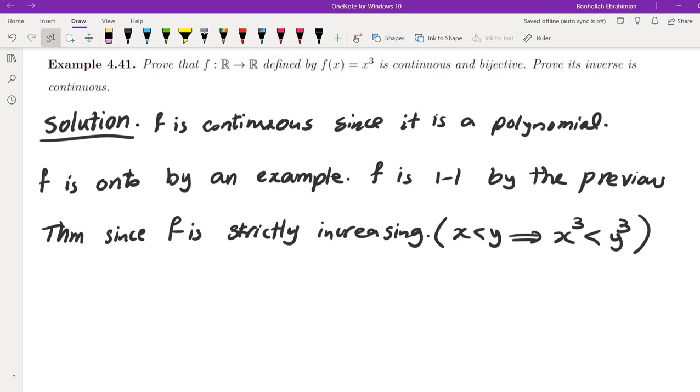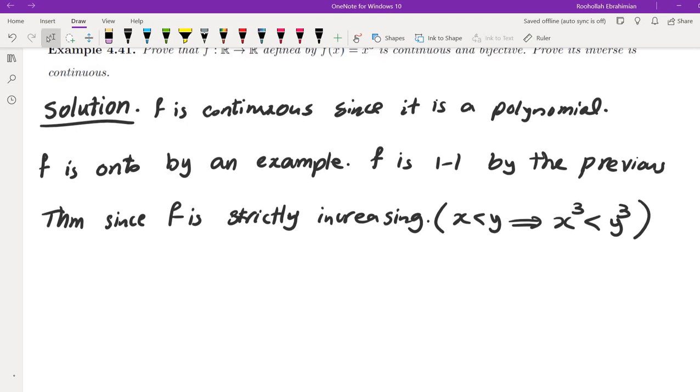So the inverse of this function is what we know in pre-calculus. You have learned inverse of function x cubed is the cube root of x. So it's x to the power of 1/3, or cube root of x. Now, in order to show cube root of x is a continuous function, what we need to do is to show, by definition, that if a sequence approaches a point, then f inverse of that sequence approaches f inverse of that point.